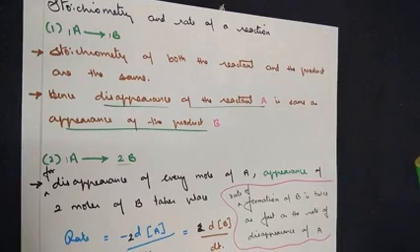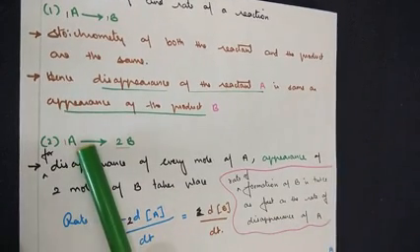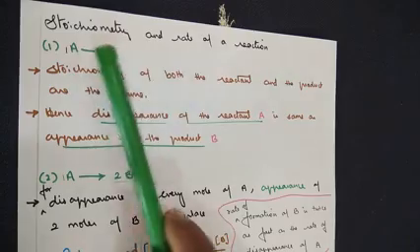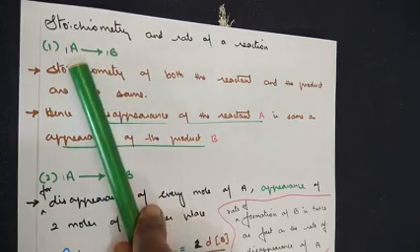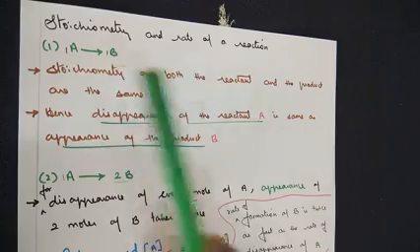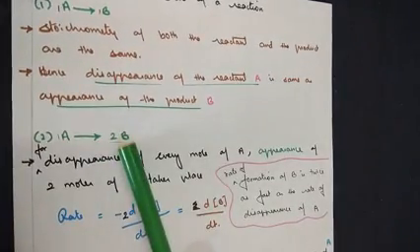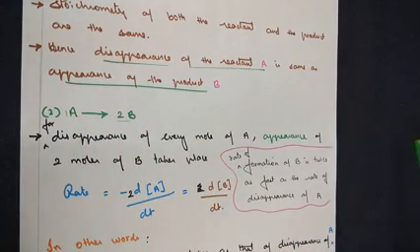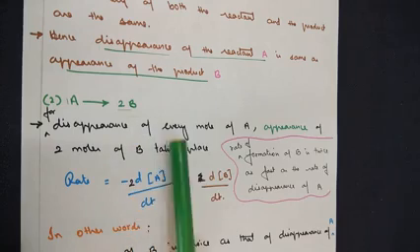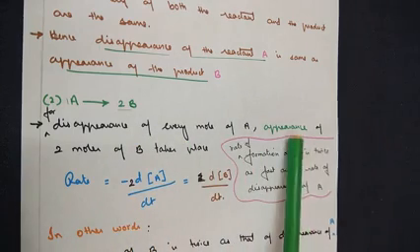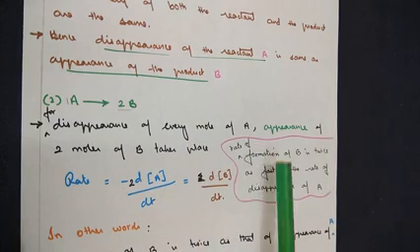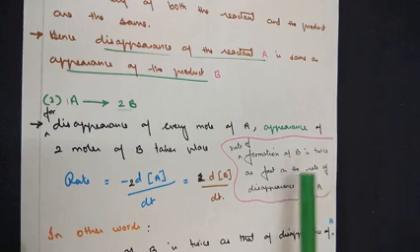The second type of reaction involved here is 1 mole of A giving rise to 2 moles of B. The first type is a balanced one, both on the reactant side and on the product side. The second type of reaction, 1 mole of the reactant gives rise to 2 moles of the product B. So, for disappearance of every mole of A, appearance of 2 moles of B takes place. That is, the rate of formation of B is twice as fast as the rate of disappearance of A.